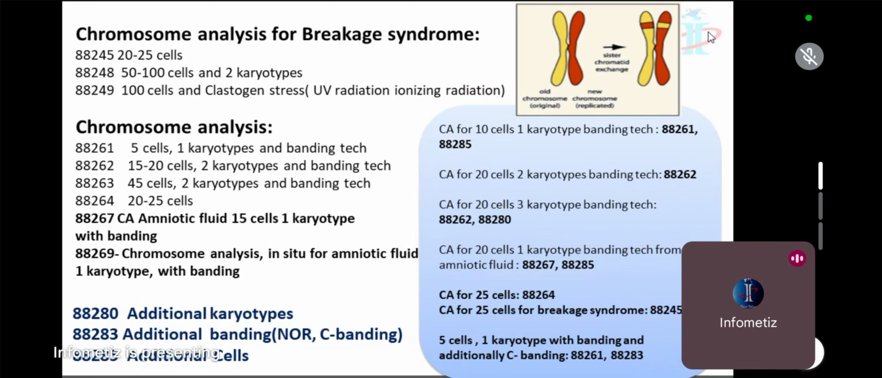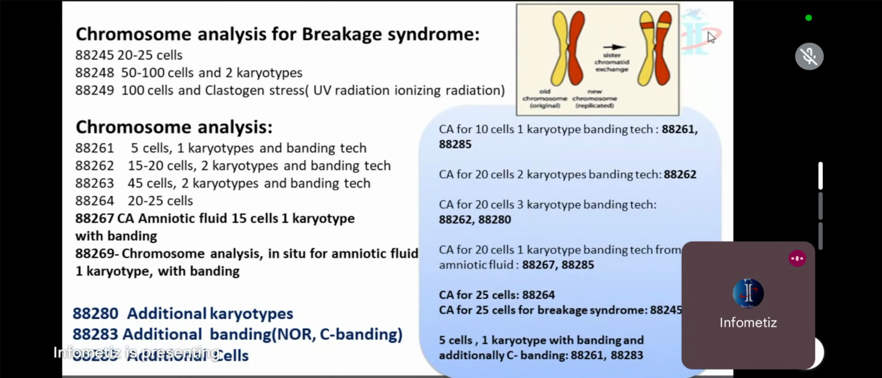88261, 88262, 88263, and 88264. So if I'm talking about chromosomal analysis, normal chromosomal analysis, if I say 5 cells, 1 karyotype, 1 banding, what is your answer? 5 cells, 1 karyotype, 1 banding. 88261, sir. 88261 is the answer, right?